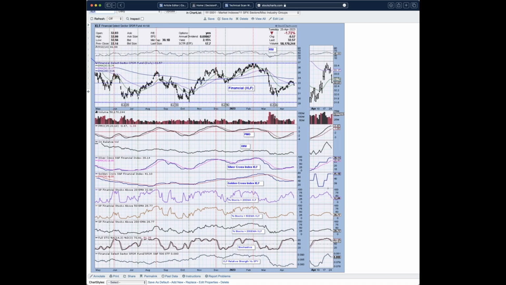So we know that participation is falling, and so this is certainly not a place I would be looking for a reversal. If anything, the financial sector would probably be a good place to look for some shorting opportunities.